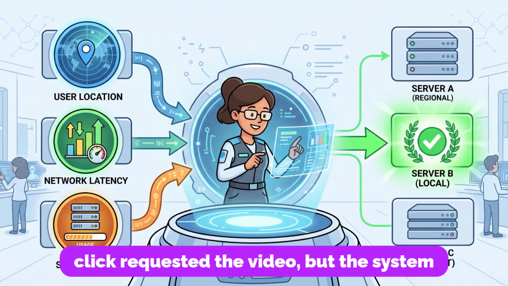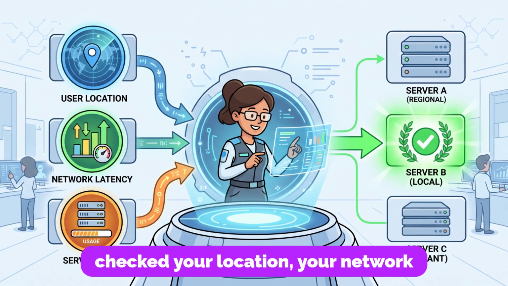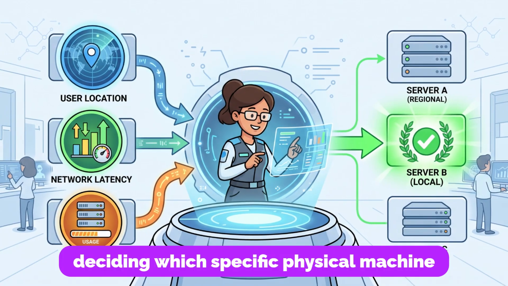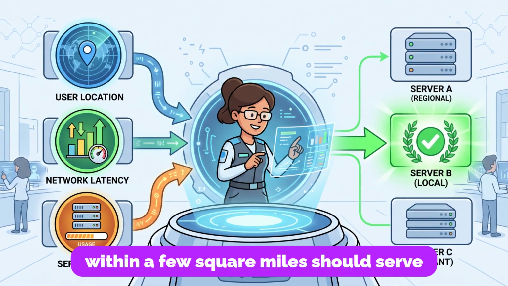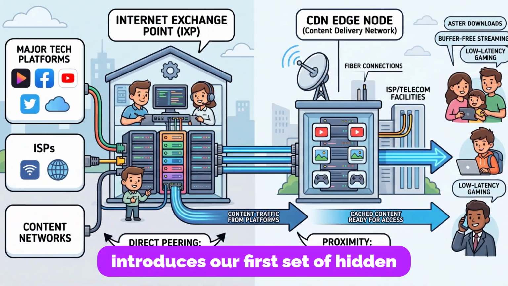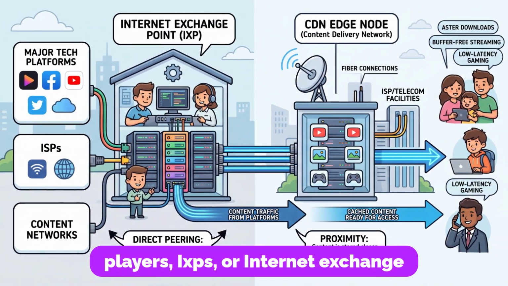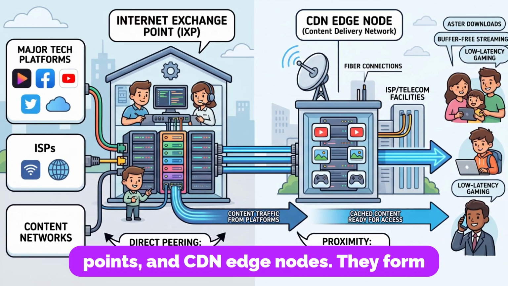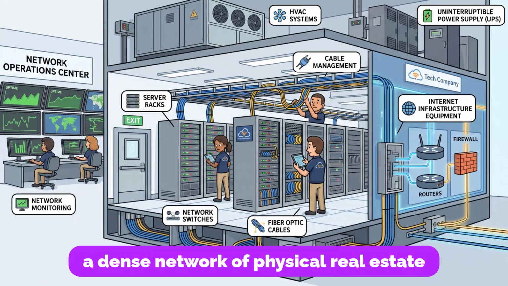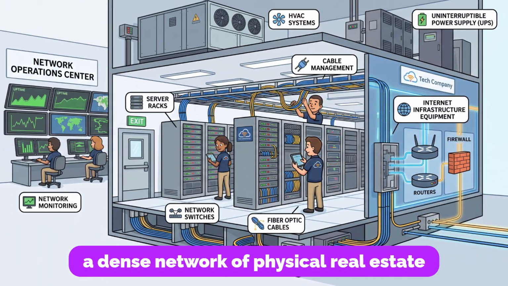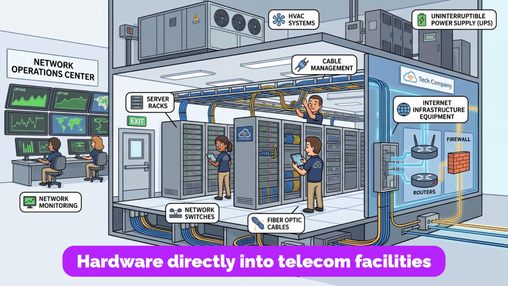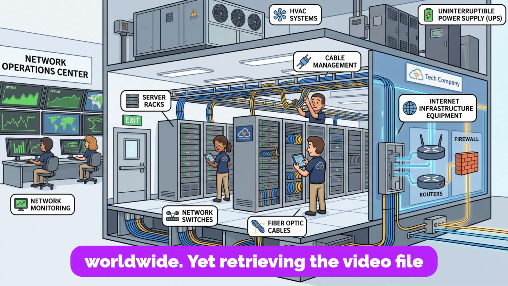Your click requested the video, but the system checked your location, your network health, and server capacity before deciding which specific physical machine within a few square miles should serve you the first slice of data. This introduces our first set of hidden players, IXPs, or Internet Exchange Points, and CDN edge nodes. They form the quiet middle layer of the internet, a dense network of physical real estate and infrastructure agreements that allow massive tech platforms to embed their hardware directly into telecom facilities worldwide.